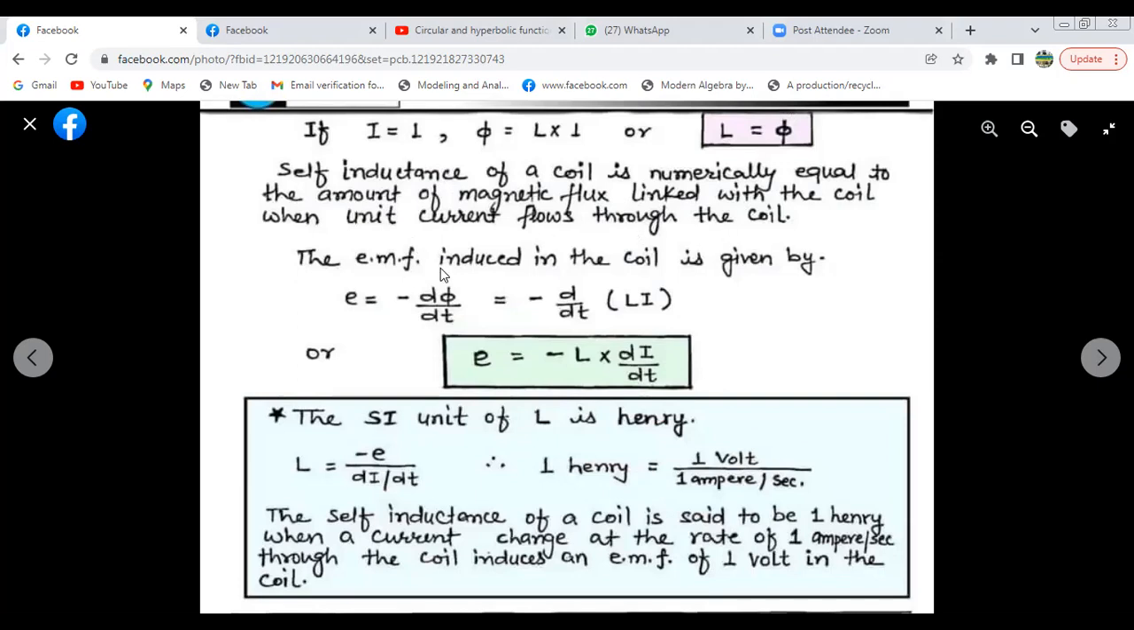The EMF induced in the coil is given by EMF equals minus the rate of change of magnetic flux with respect to time, and the minus sign means it is opposing the change. Since phi equals L I from the self-induction definition, you can write EMF equals minus L dI by dt. This is a very important law we'll discuss later. The SI unit of L is Henry, and this is the definition of 1 Henry.